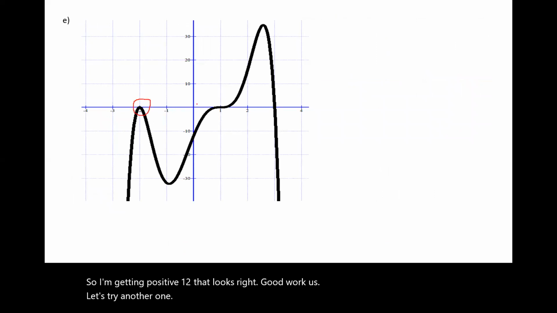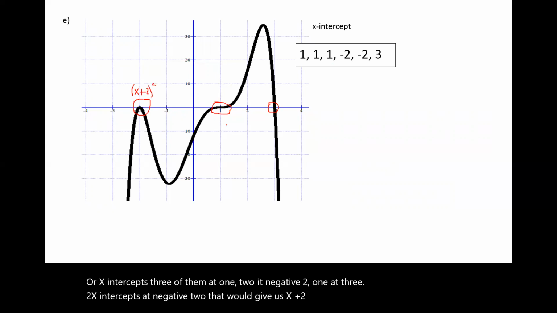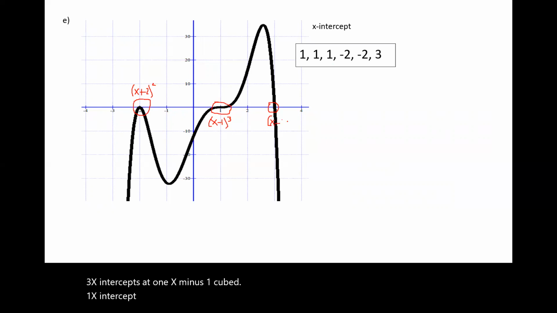There's a bounce, so there's 2 x-intercepts. Flattens out and goes through, there'd be 3. Passes straight through, there'd only be 1. Our x-intercepts, 3 of them at 1, 2 at -2, 1 at 3. 2 x-intercepts at -2, that would give us x plus 2 squared. 3 x-intercepts at 1, x minus 1 cubed. 1 x-intercept at 3, x minus 3.